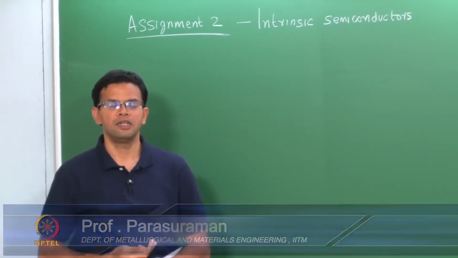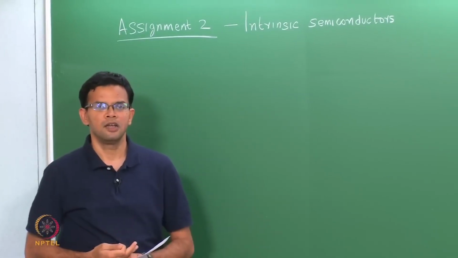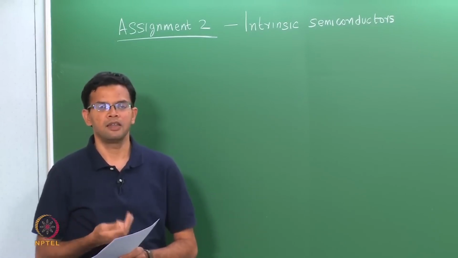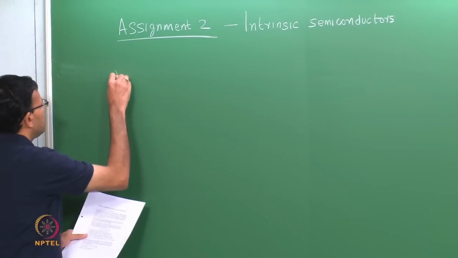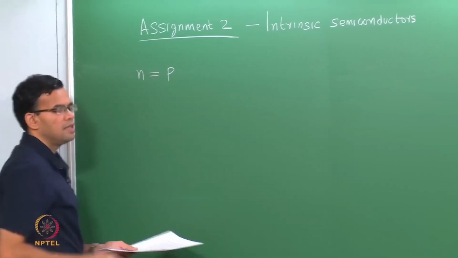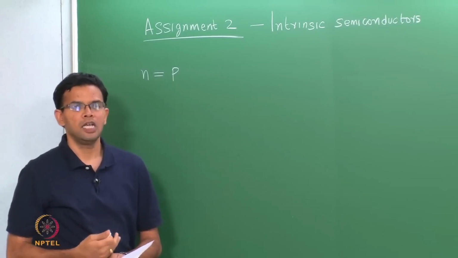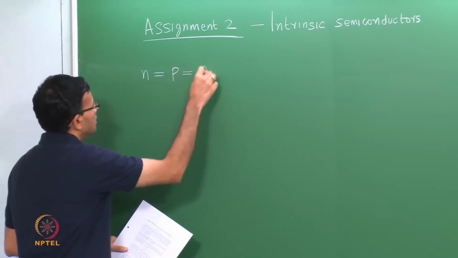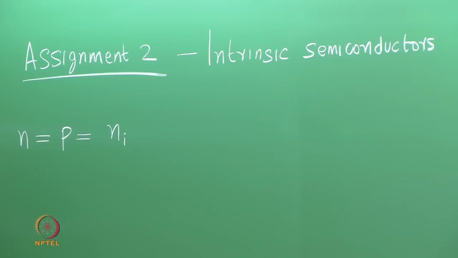Intrinsic semiconductors or pure semiconductors are essentially single crystals. We say that there are no defects in the semiconductor because these defects can create electrons and holes of their own. In the case of an intrinsic semiconductor, the electron concentration in the conduction band, that is N, is equal to the hole concentration in the valence band, that is P, and it is equal to something which we denote as Ni, and Ni we call the intrinsic carrier concentration.